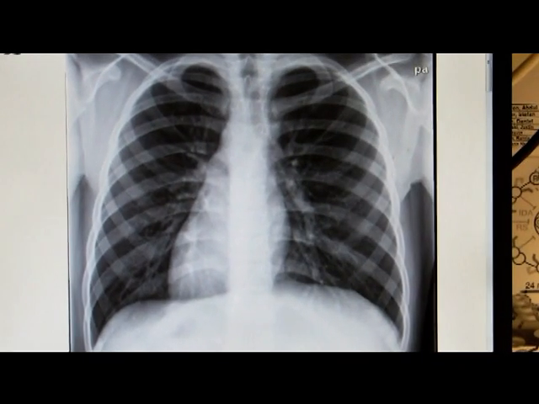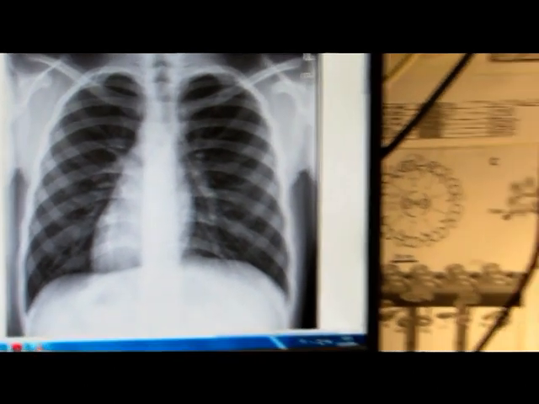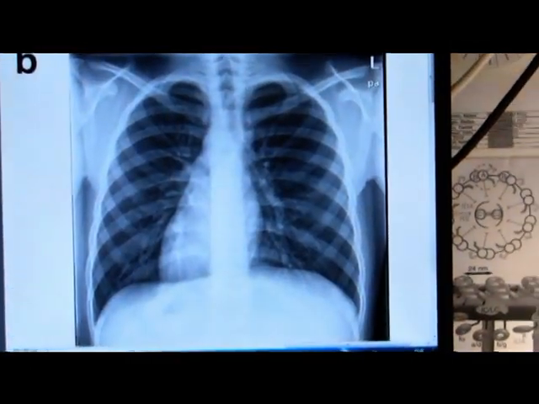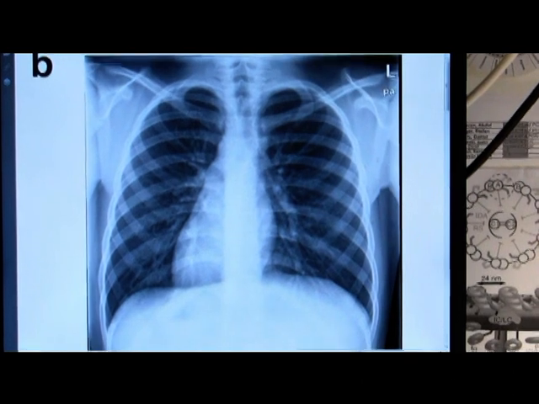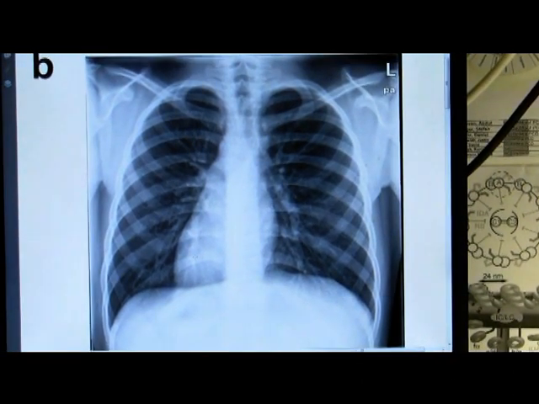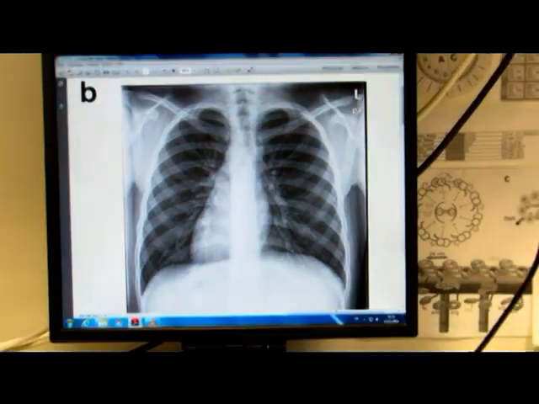The 12-year-old male actually suffered from mild respiratory symptoms like chronic rhinitis and some cough, and he also displayed situs inversus, so you see that the heart is actually on the right and the stomach is actually also on the right, so we have a complete mirror image.